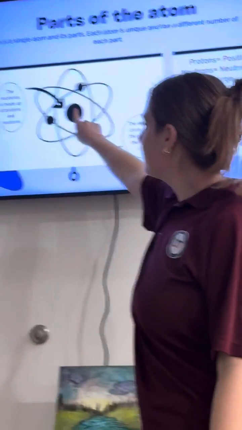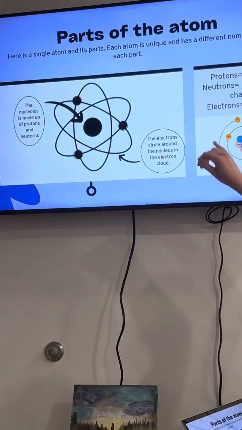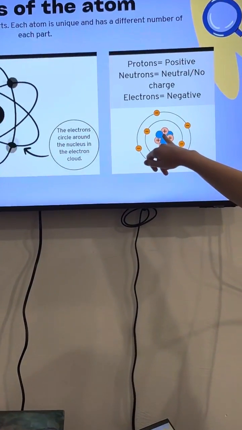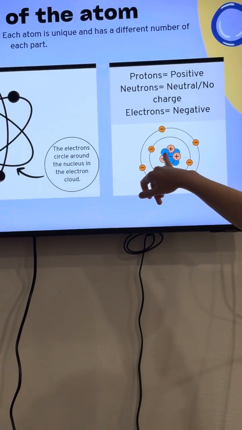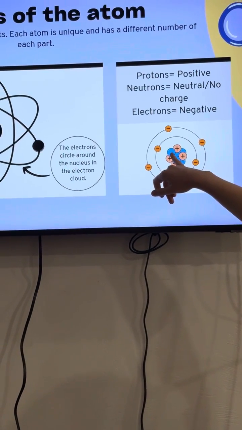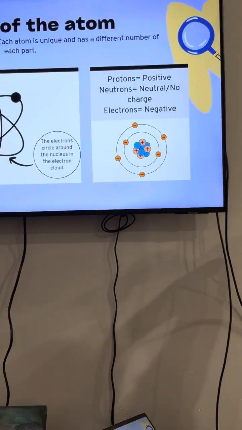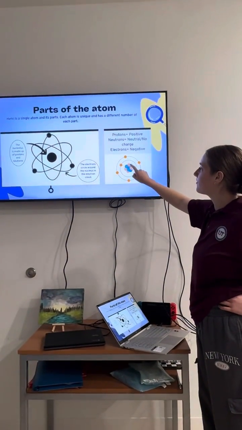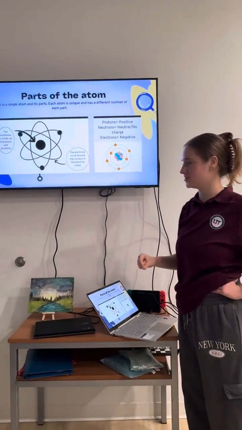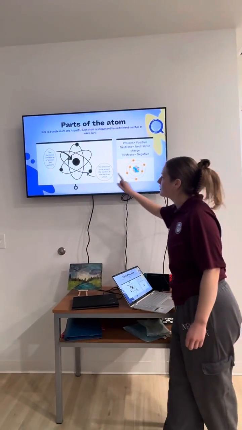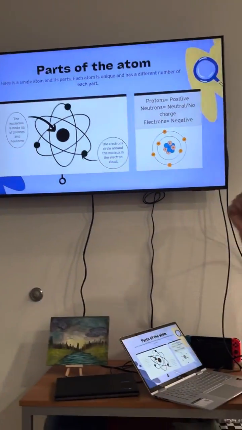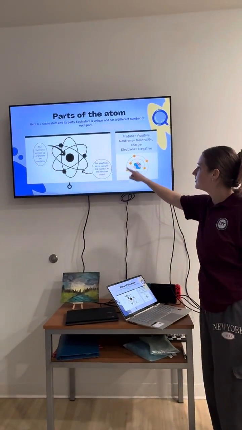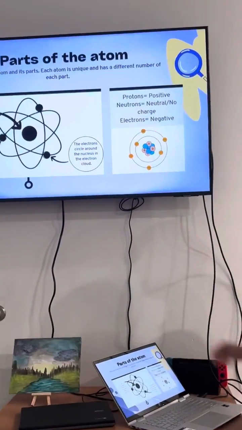In the center of the atom, we have the nucleus, and that's going to have positively charged protons and neutral neutrons. So this nucleus overall is going to be positively charged. And then circling the nucleus, you have electrons in the electron clouds, and those are negatively charged.